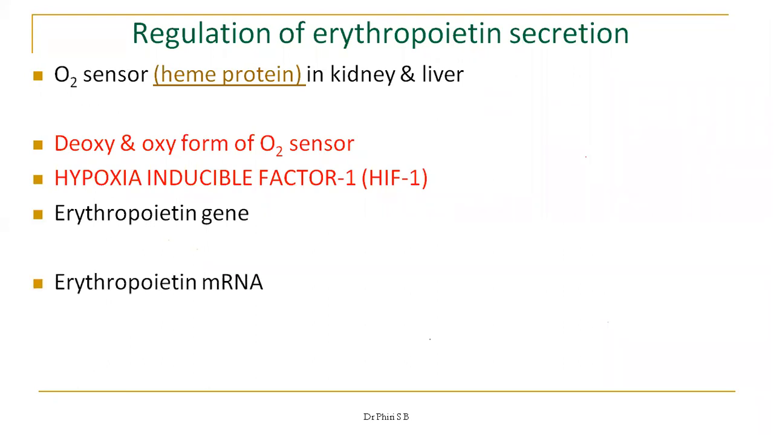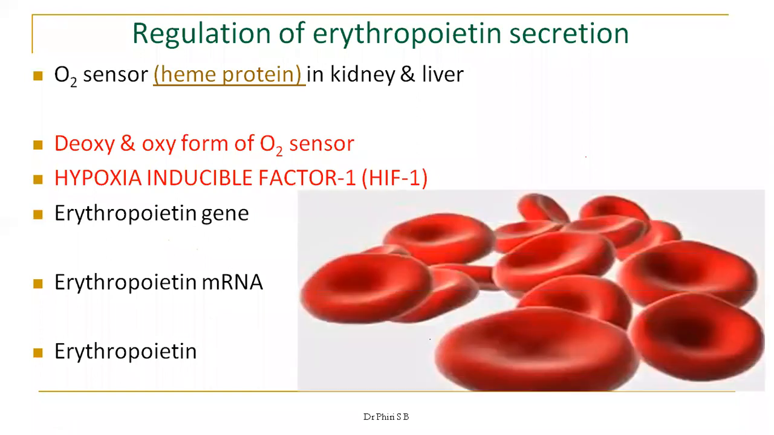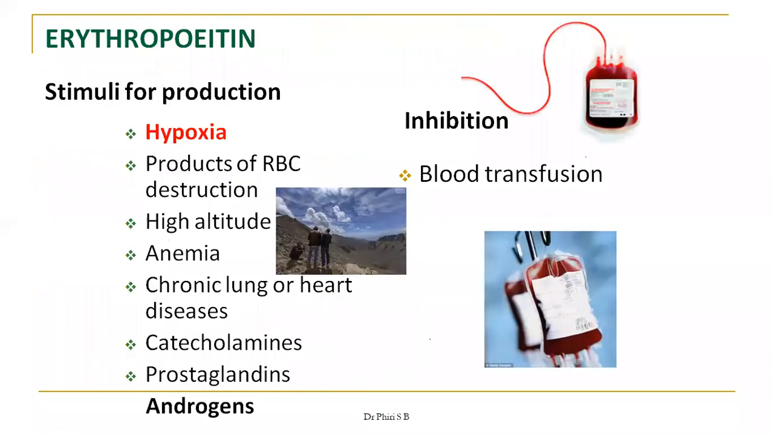So after the formation of the DNA, then you have transcription of the DNA into the erythropoietin messenger RNA. Then the erythropoietin messenger RNA will now undergo translation for the production of the actual hormone, which is called erythropoietin, by the ribosomes. Then this erythropoietin will go in circulation to stimulate those three cells that we've discussed, because they have the receptor for erythropoietin.